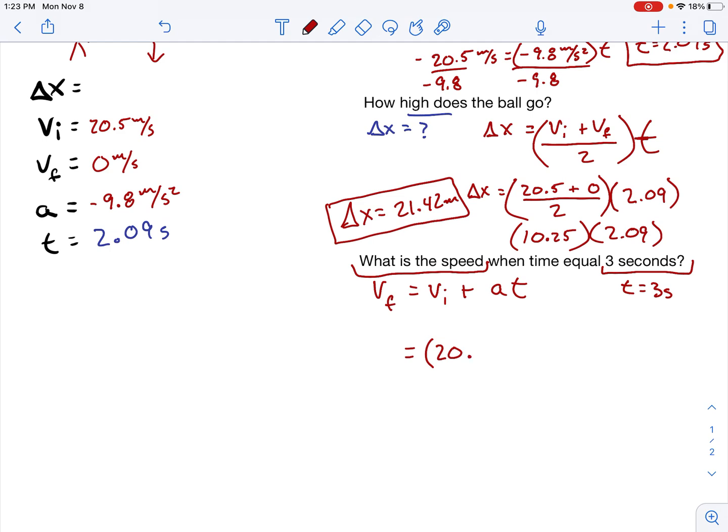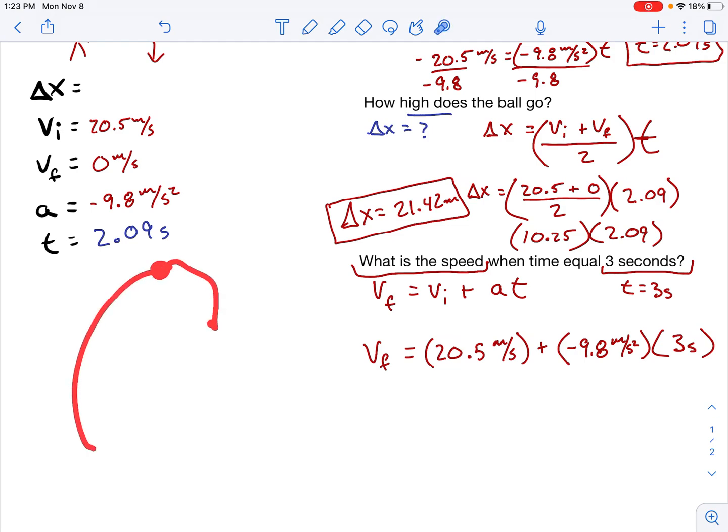So the initial velocity is still 20.5 meters per second. The acceleration is negative 9.8 meters per second squared. And then what you can do is multiply it by the new time that we had, which was 3 seconds. This will give us the final velocity, and that'll take into account the fact that the ball's got to go up, stop, and come back down. This is all going to work out.